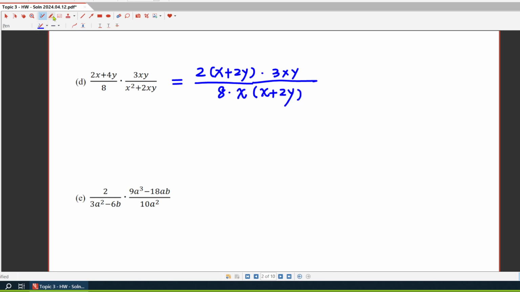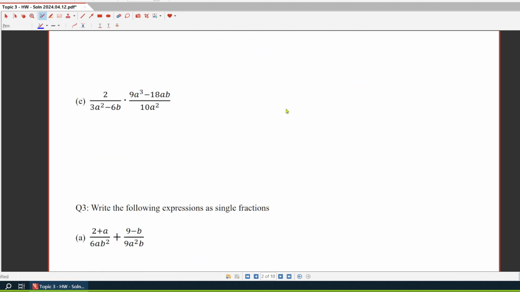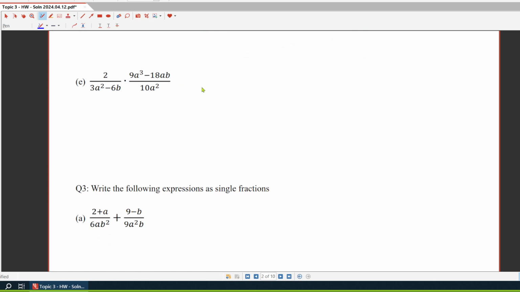Then next we can cancel some of the terms. Cancel a 2 here. So this gives us 4. And also we can cancel this. Cancel an x here. So eventually you will have the expression 3y over 4, right? Okay, next one. Again, the method should be the same.